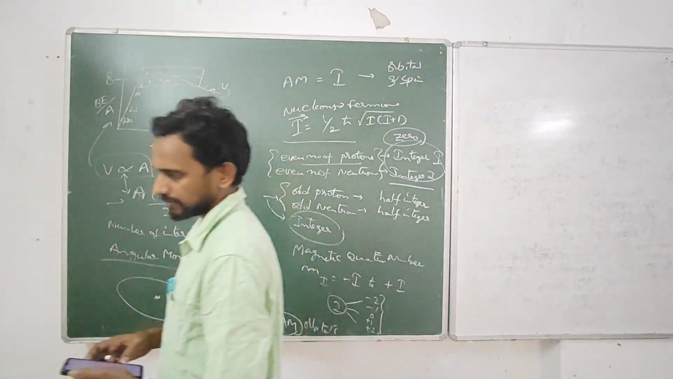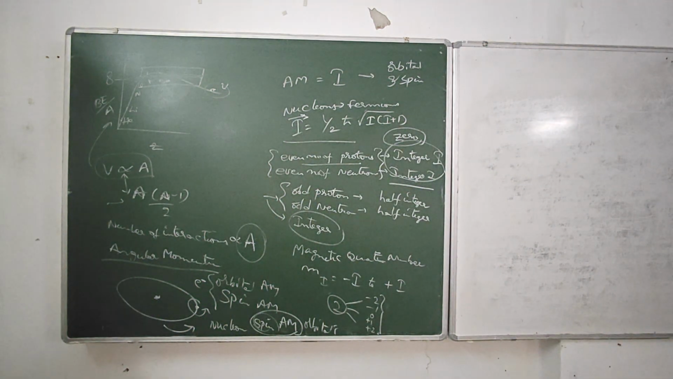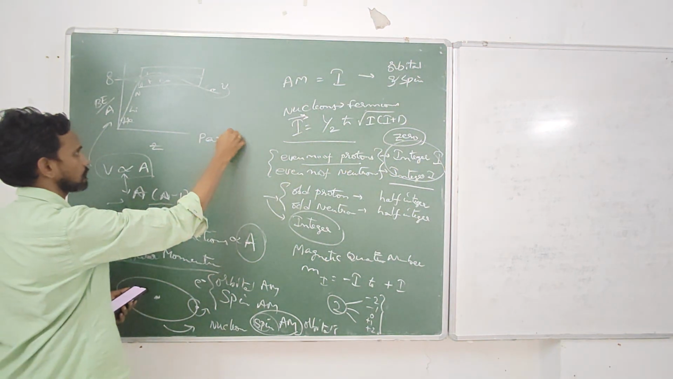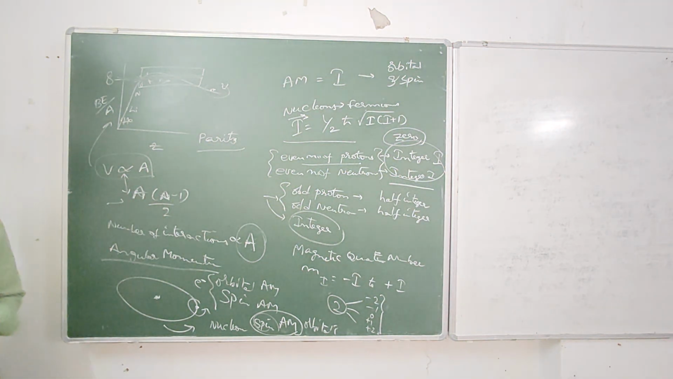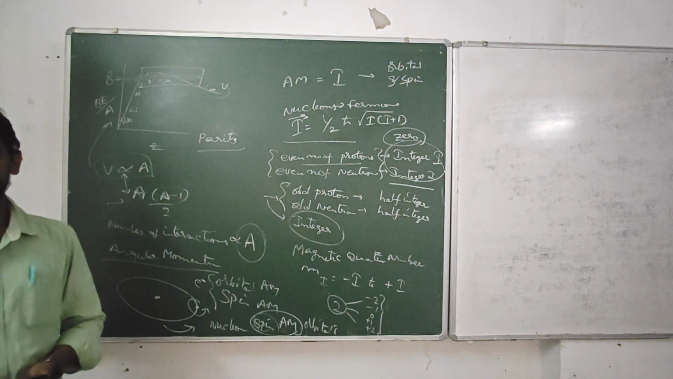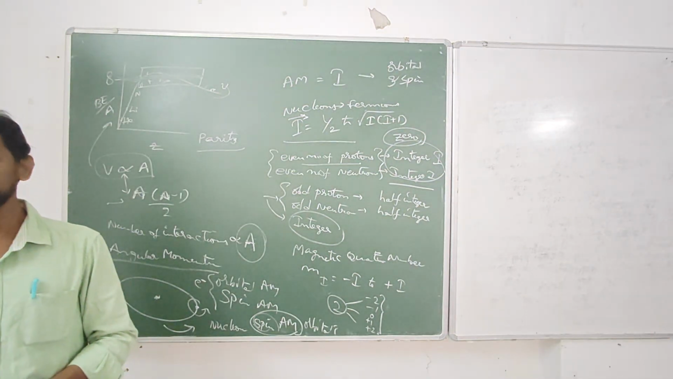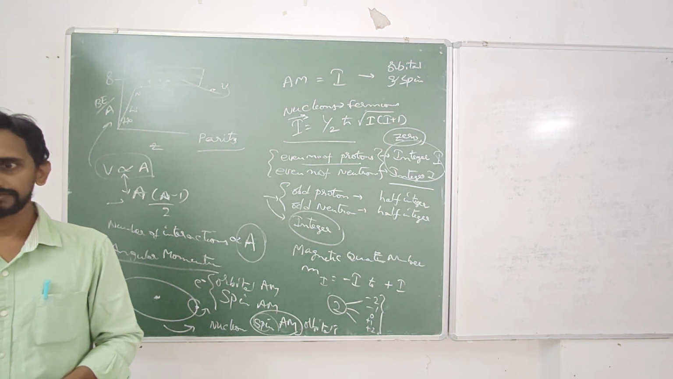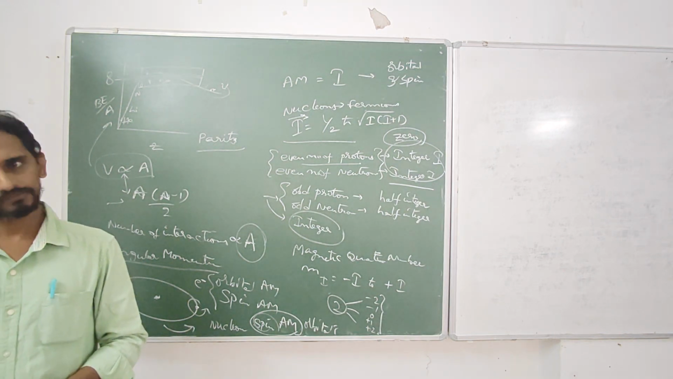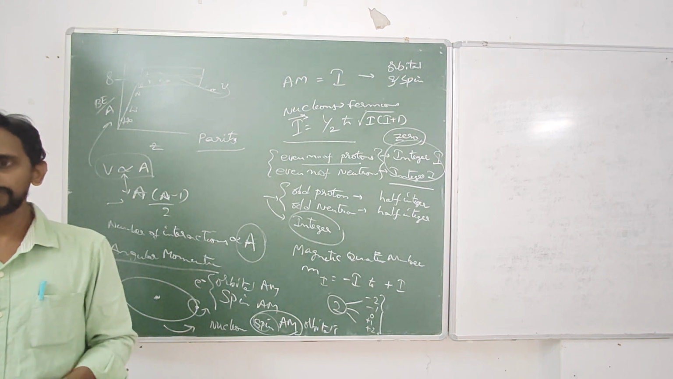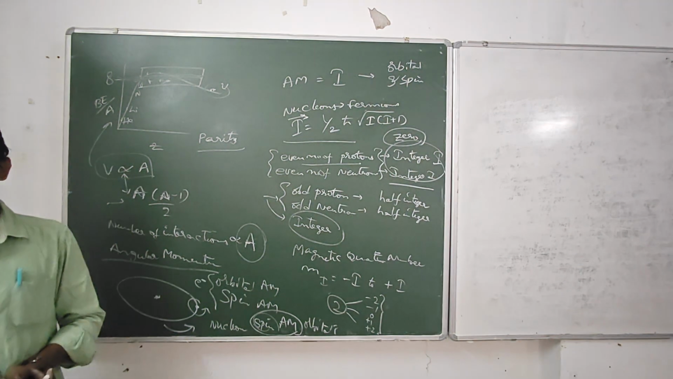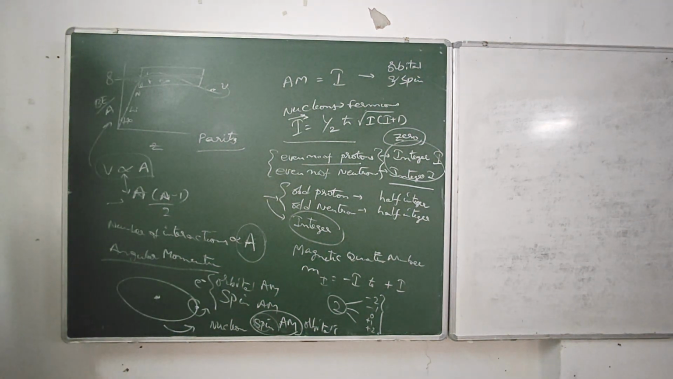Okay, so that's about angular momentum, and next comes the most important, parity. Half integer. Half integer. 1 plus half, 3 by 2. Half. Okay.